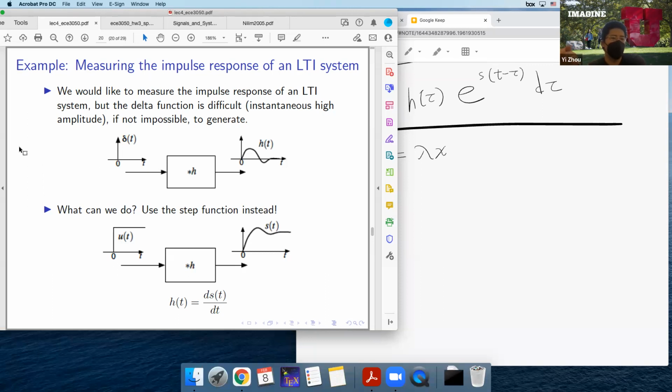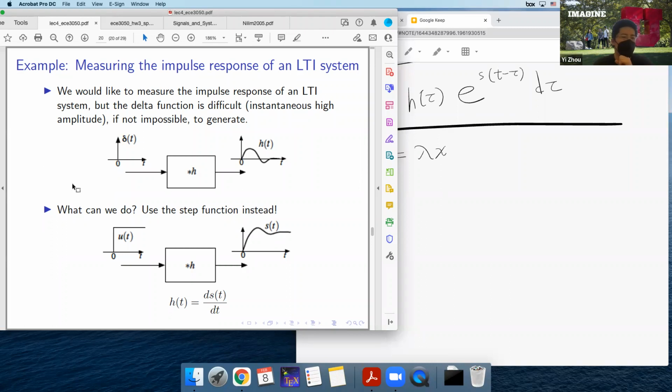So that is to say, when you are given an LTI system, you need to generate an impulse signal and feed it into the system, and then look at the output. That will give you the impulse response. However, in practice, impulse signals are relatively hard to generate because this is an idealized signal. Right? It is not even explicitly well defined mathematically.